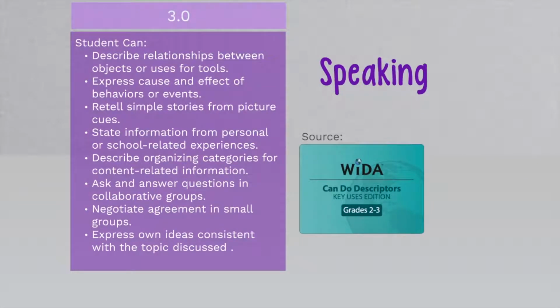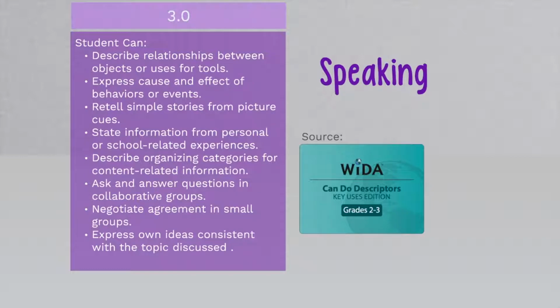In speaking, he scored a 3. He can explain by describing relationships between objects or uses for tools. He can express cause and effect of behaviors or events. He can recount by retelling simple stories from picture cues, stating information from personal or school-related experiences. He can argue by describing and organizing categories for content-related information.